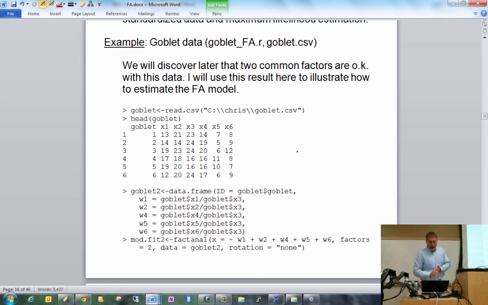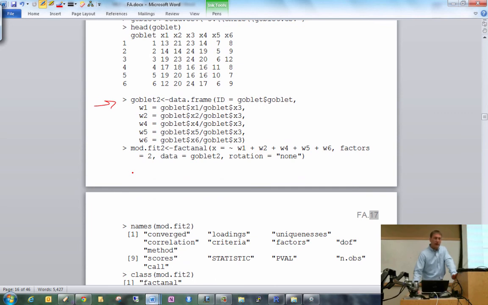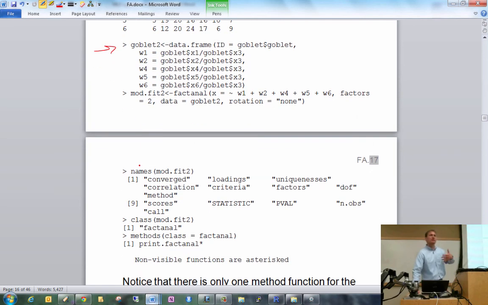So here's my goblet data set. I'm going to make the same little adjustment to each of the variables as we saw before, because that's how the researchers wanted to group their goblets together. They wanted to group similar shapes.